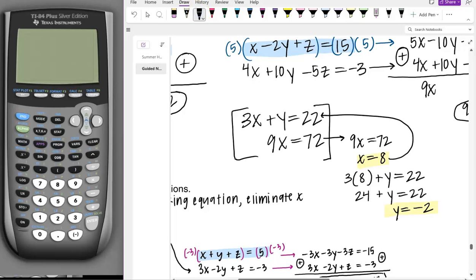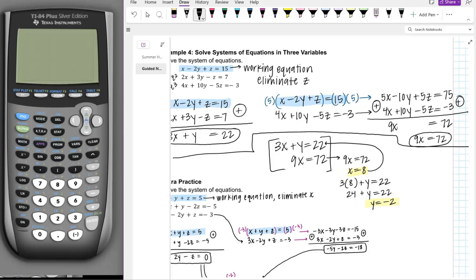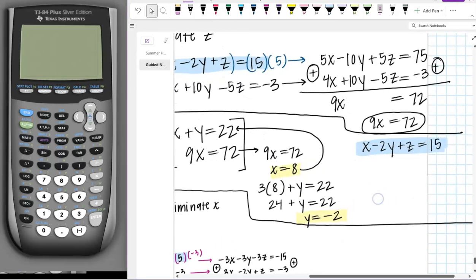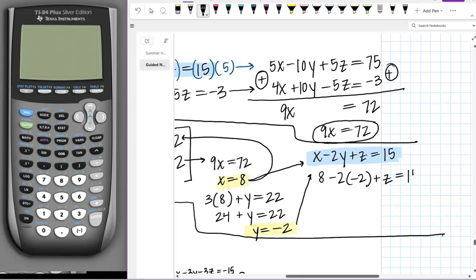Once you solve the new system, you should have 2 of your answers out of 3. Then the final step is to go back to your working equation. You're going to keep going back to that working equation. We already know x is 8 and y is negative 2. The third step is to plug in 8 and negative 2 into the working equation. So I've rewritten the working equation, and I'm going to take my variables that I already know for x and y and plug them back in with the values: 8 minus 2 times negative 2 plus z equals 15.